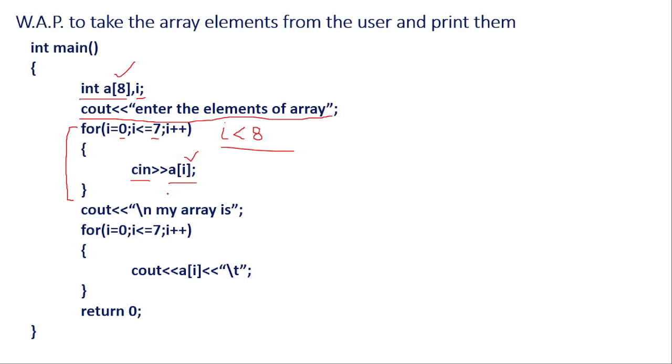After taking the values from the user, you will print the array. So how can you print the array? First print a message on the screen, and then again use the same for loop with cout, and you can use \t also to make space between the elements. When the array elements are printed, some space will also be printed in between them. Okay, so now I will show you how you can execute this program.